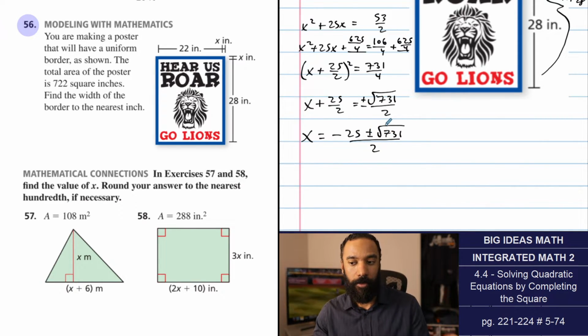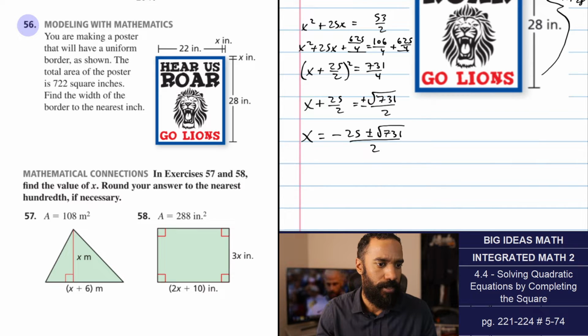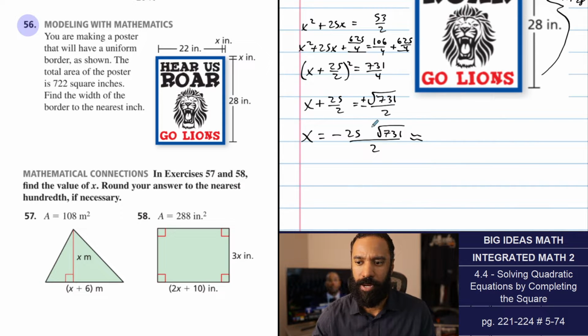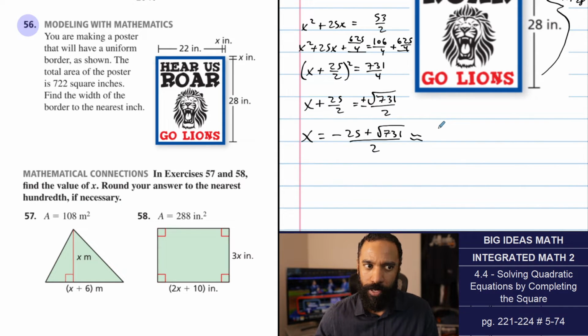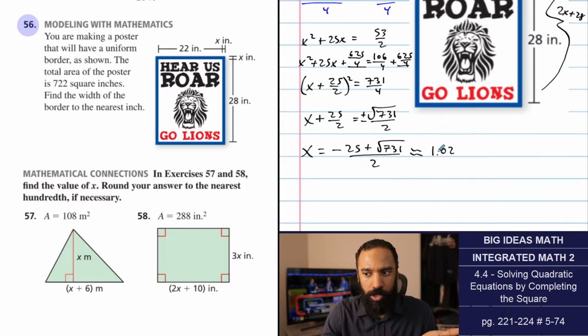Now, I'm probably going to be using the plus because that'll get me a positive x. The minus will keep it negative. So let's just deal with positive, I'm using my calculator: negative 25 plus the square root of 731, all divided by 2. I don't think I made a mistake in any of the math stuff. I know I did some things mentally, but I did double check that one calculation, which was good. I'm only going to do the plus, so forget the plus or minus. And we're looking at 1.018, so 1.02. That's the x part. Now, they said to the nearest inch, ultimately, so this is going to be closer to 1.